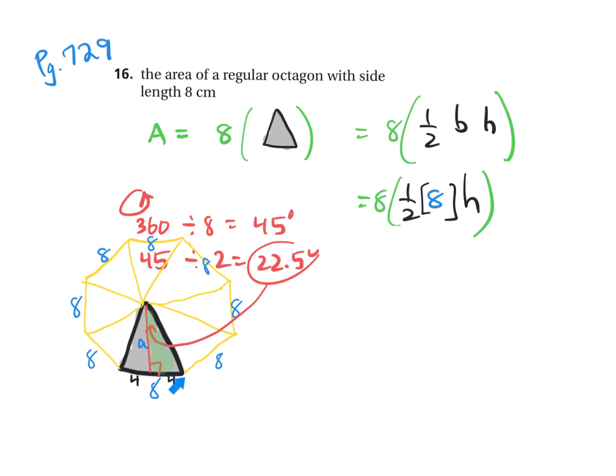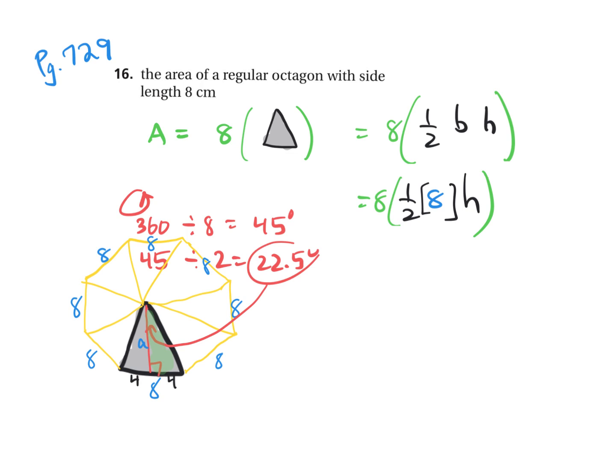And now we can use SOHCAHTOA. Well, we need 8 and we know 4. A is what we need, and we know 4. We also know that this angle here is 22.5 degrees. So if we stayed at that angle, which trig ratio uses 4 and A? Opposite and adjacent. That would be a tangent ratio.